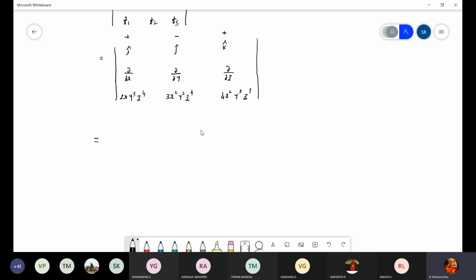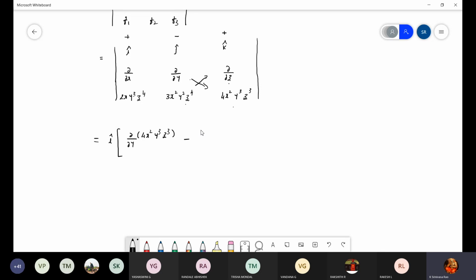Okay. So i cap into, see, the particular row. Sorry, the particular row is the first row. That is understood. The particular column you neglect. You will get these 4 terms as a 2 cross 2 determinant. So write one more step. Dou by dou y of 4x square y cube z cube, and minus, the formula is always minus the product of these two and the product of these two.